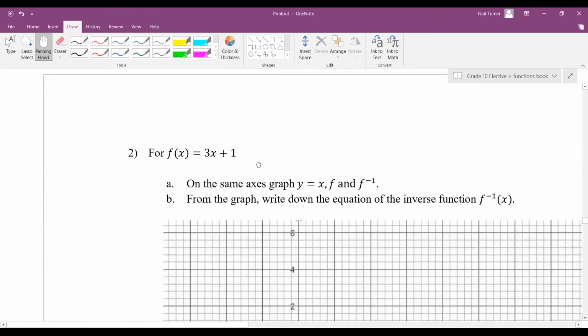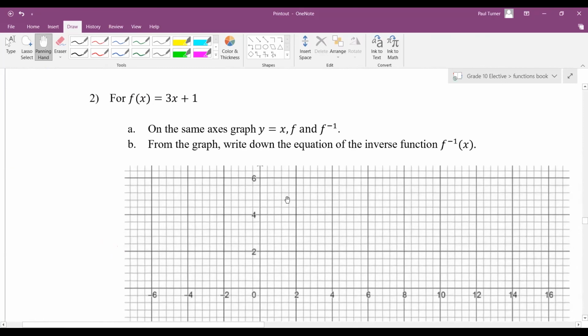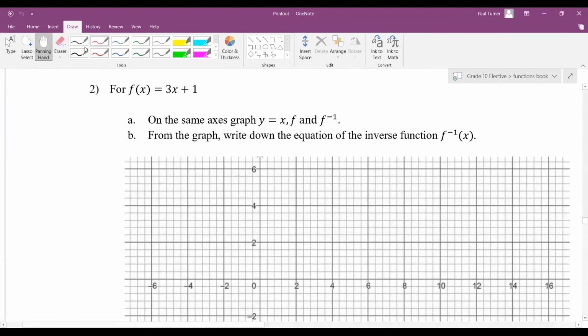What else have we got here? What have we got? We got 10 minutes. Maybe we can start this. So think about how to graph this. I've got to zoom back.